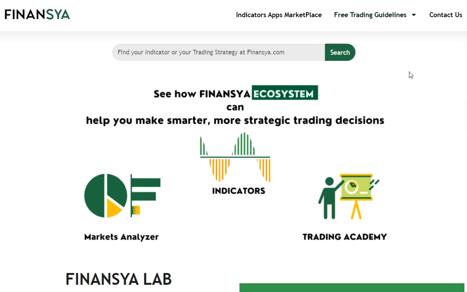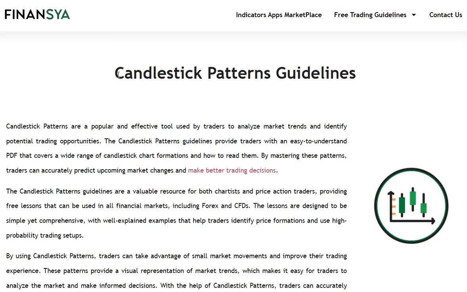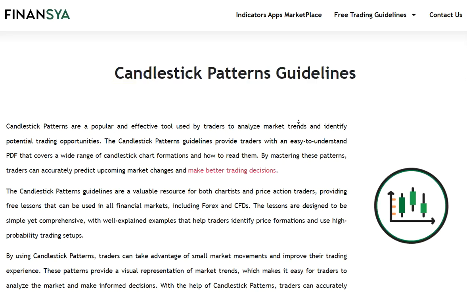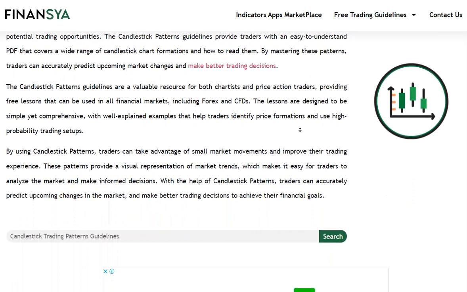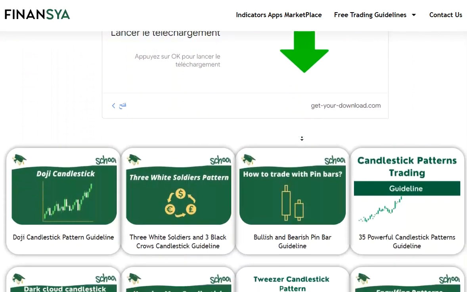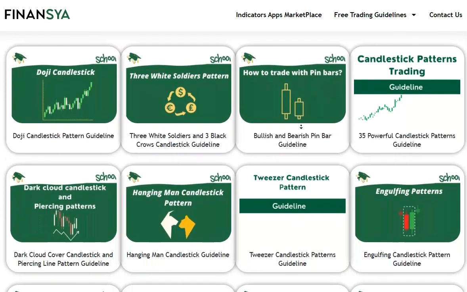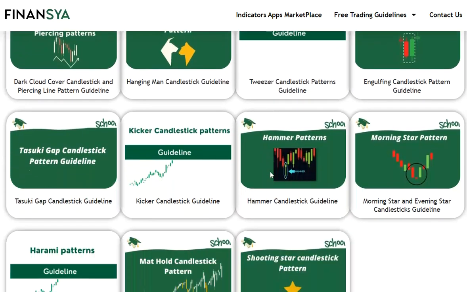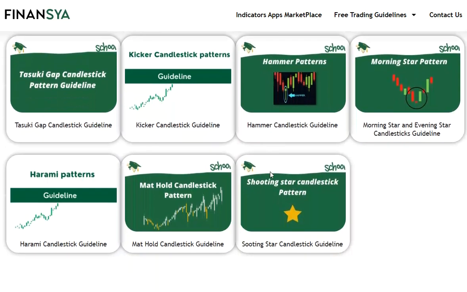Candlestick patterns are a popular and effective tool used by traders to analyze market trends and identify potential trading opportunities. The Candlestick Patterns Guidelines provide traders with an easy-to-understand lecture that covers a wide range of candlestick chart formations and how to read them. By mastering these patterns, traders can accurately predict upcoming market changes and make better trading decisions.